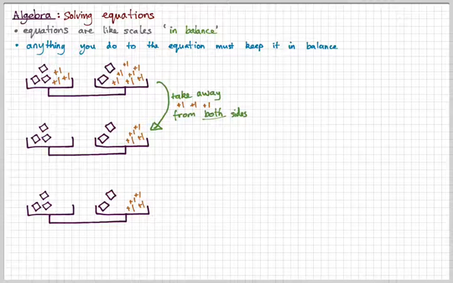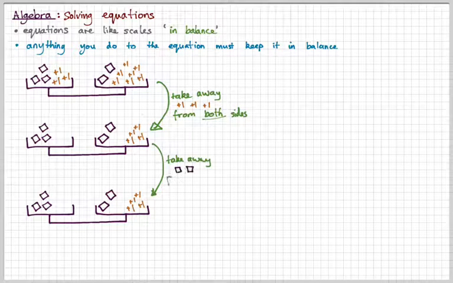We're at the same stage we are now. I've just copied the drawing down. So we have 3 boxes on the left-hand side, 2 boxes, and now we have 4 plus 1s on the right-hand side. So what can we do now? Well, why don't we take away 2 boxes from both sides. This will keep it in balance because we're taking away the same thing from both sides.